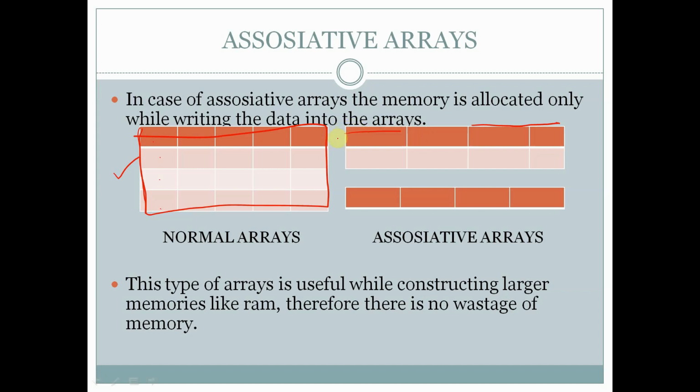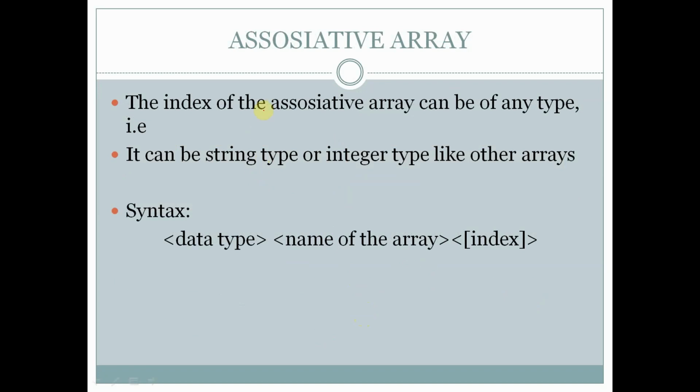If we want to write the data in the first memory location, then the corresponding location is created for that element. If we want to write the data in the second memory location, then the second memory location is created for that. If we don't want to write the data in the third memory location, then no memory is allocated. The fourth memory location is created if we want to write the data in the fourth memory location. So this type of array is useful while constructing larger memories like RAM, as there is no wastage of memory. And the index of the associative array can be of any type, that is string type or integer type.